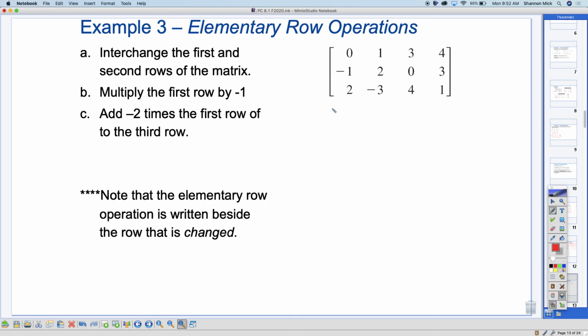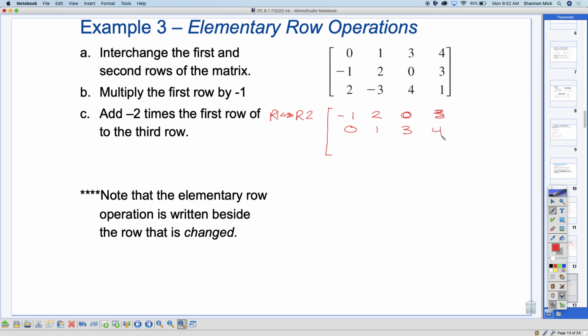So R1 and R2. So -1, 2, 0. And then 0, 1, 3, 4.